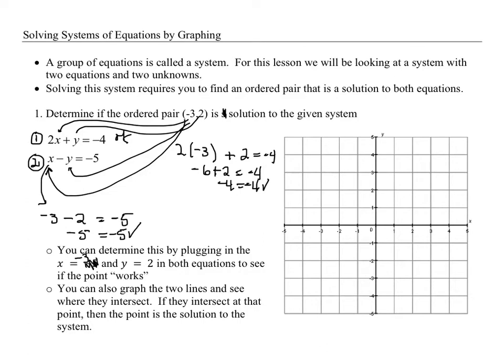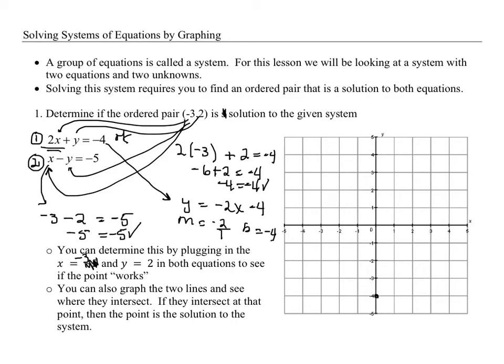So yes, negative 3, 2 is a solution to the system. But you can also graph these two lines and see if they meet at the point negative 3, 2. This is a nice review of graphing. We can graph both of these lines using the slope-intercept form. For this first line, I'm going to rewrite it as y is equal to negative 2x minus 4. How did I do that? I just brought this 2x over to the other side. The slope is negative 2 over 1. The y-intercept is negative 4.